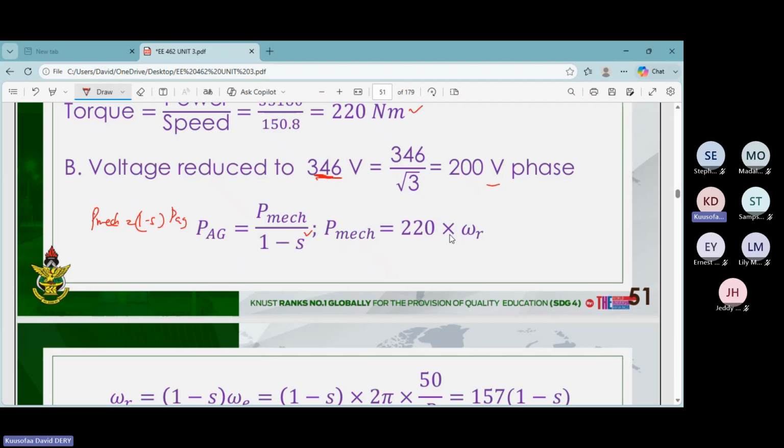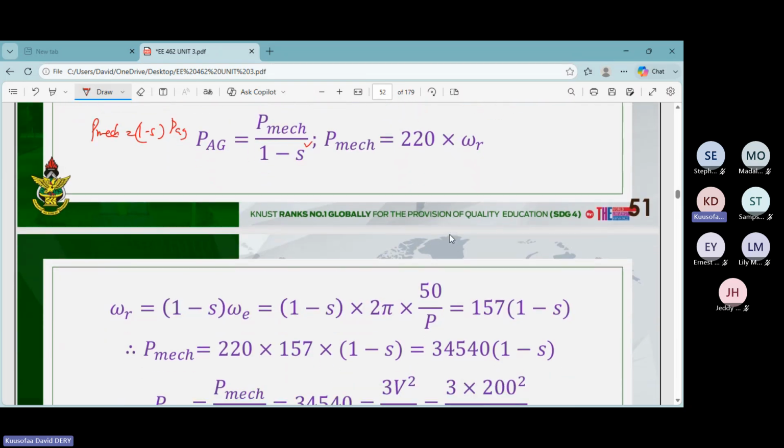And we can also determine the rotor speed. So the rotor speed is also given by this expression, which we are familiar with. So here, when we introduce 2, so this is 2. So when you put it and simplify, you're going to obtain this. So wherever we see omega r, you can put 1 minus S there. 157 multiplied by 1 minus S there. So P mech will now be equal to this. So we're just making substitution. And you will obtain this expression.